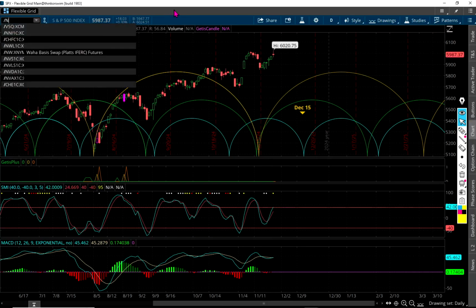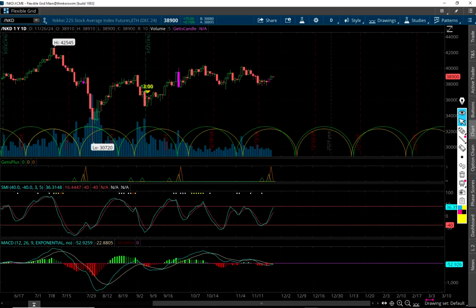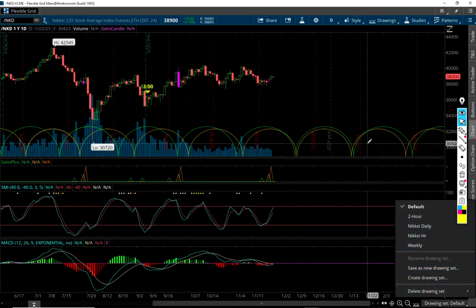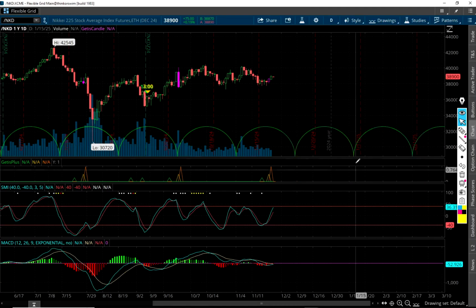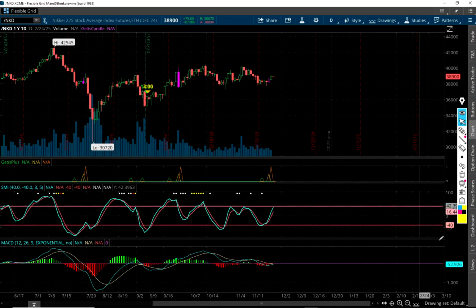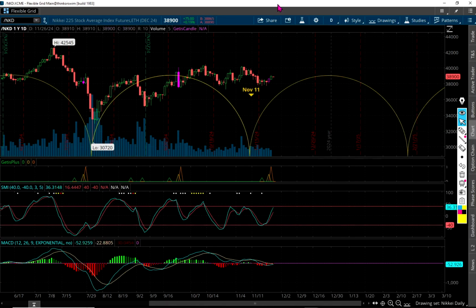Okay, let's look at the Japanese market here, the Nikkei 225. What is happening here? What is all this nonsense? These need to go away. Just remove this stuff. Get out of there. Remove. Daily.